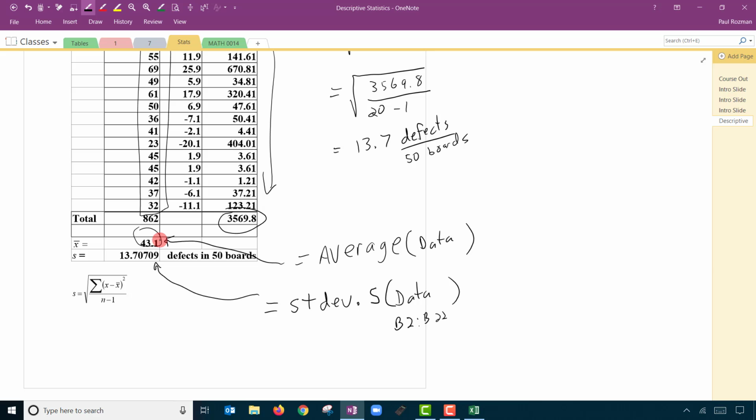So the standard deviation by itself is meaningless. 13.7 for a standard deviation is really small if your mean is 50,000, but it's kind of large if your mean is 43. So we'll work on number sense so that standard deviation can have more meaning to us.